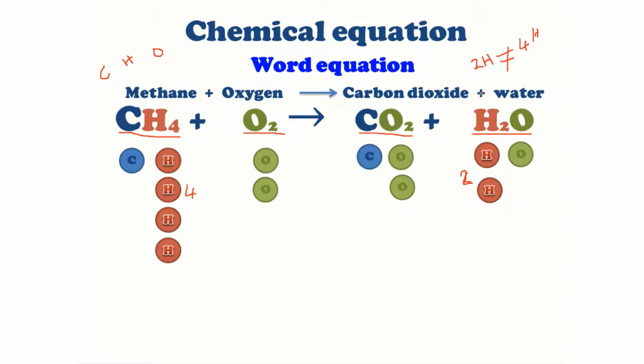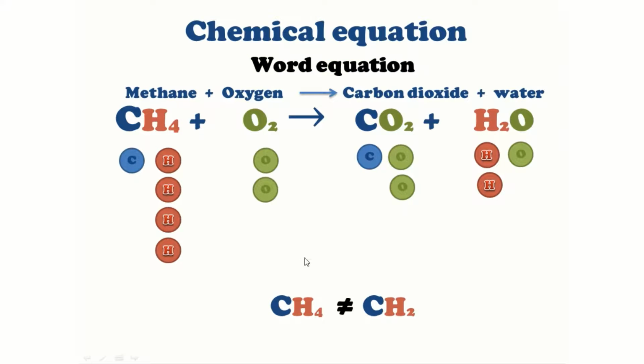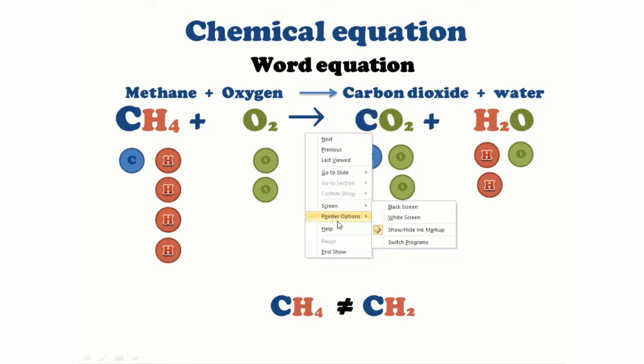So the only way for this to be equal is when we multiply the water molecule so that we can have 2 more hydrogen like that, right? And then we can have 4. But one may argue and say, why don't we get rid of these 4 and put 2 here so that we can have 2 hydrogen and 2 hydrogen? It won't work because CH4 is not equal to CH2.